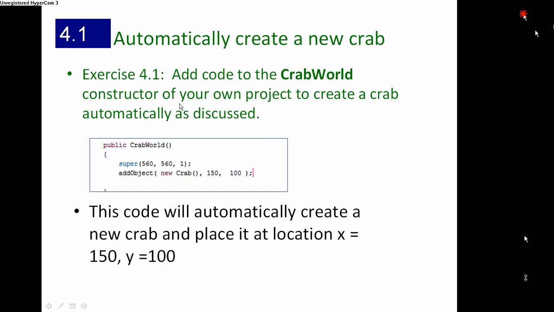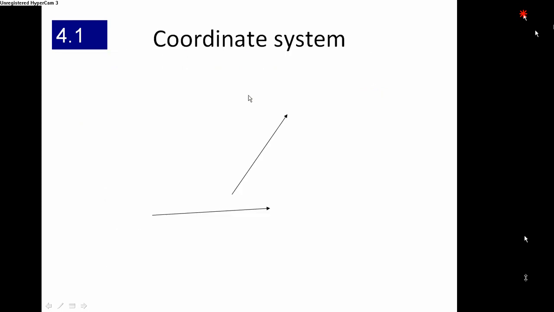Add the code to the crab world constructor of your own project to create a crab automatically, as we discussed. So do this right here to your project and save it. Pause, and then when you get that done, keep going.